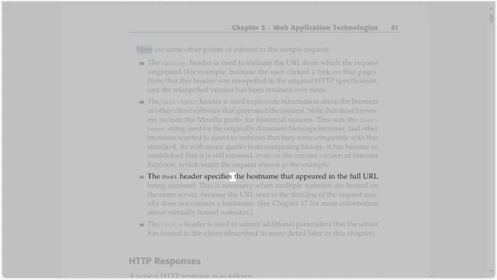The host header specifies the hostname that appeared in the full URL being accessed. This is necessary when multiple websites are hosted on the same server, because the URL sent in the first line of the request usually does not contain a hostname. See Chapter 17 for more information about virtually hosted websites. The cookie header is used to submit additional parameters that the server has issued to the client, described in more detail later in this chapter.